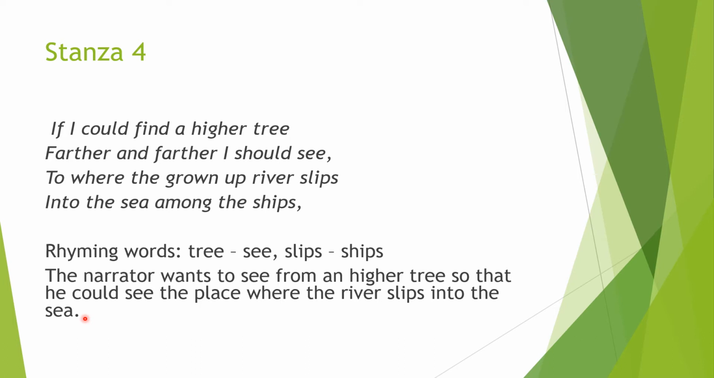So he is looking so that he can look farther and farther. Farther and farther means to a more distant place. He wanted to see such a place because he wants to see where the river is slipping into the sea among the ships. So where can you find ships? Yes, in the sea. The rhyming words used in this stanza are tree, sea, slips, ships. The narrator wants to see from a higher tree so that he could see the place where the river slips into the sea.